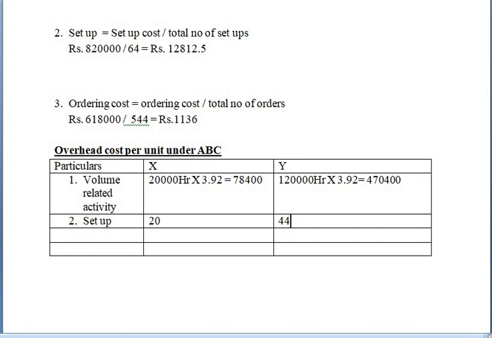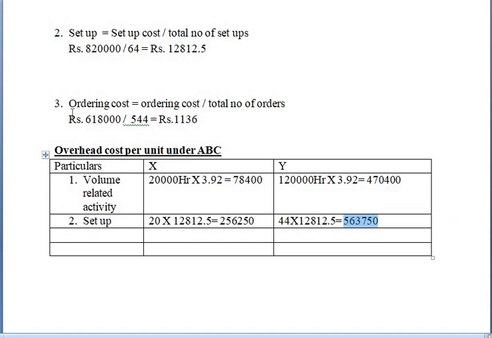Now what's the setup cost per setup? Rupees 12,812.5. So multiplied by 12,812.5, you will get 2,56,250 for X and 5,63,750 for Y.